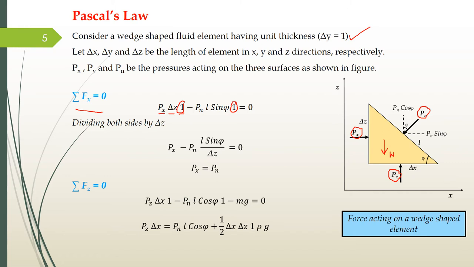So the equation will be likewise this: pz into delta x multiplied by 1, that is your delta y, which is equal to 1, minus pn l cos phi multiplied by 1, minus mg, that is your weight of the fluid element, which will be equal to 0. After solving this equation we will get these values, and certainly mass is equal to volume into density, so the volume of this fluid element is given by this formula: mass is equal to volume into density, multiplied by acceleration due to gravity.